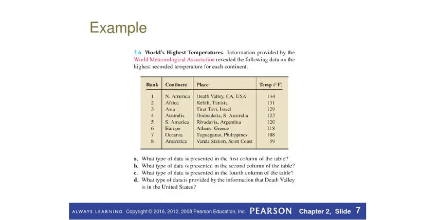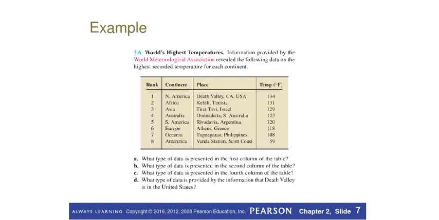So let's talk about it in this example, and this is really the first question on your handout, and we'll go through and answer this. Here we've got some information in a table, and this table gives us information from the World Meteorological Association on the highest recorded temperature on each continent. The first column asks what type of data is presented in this first column. So let's go through it.